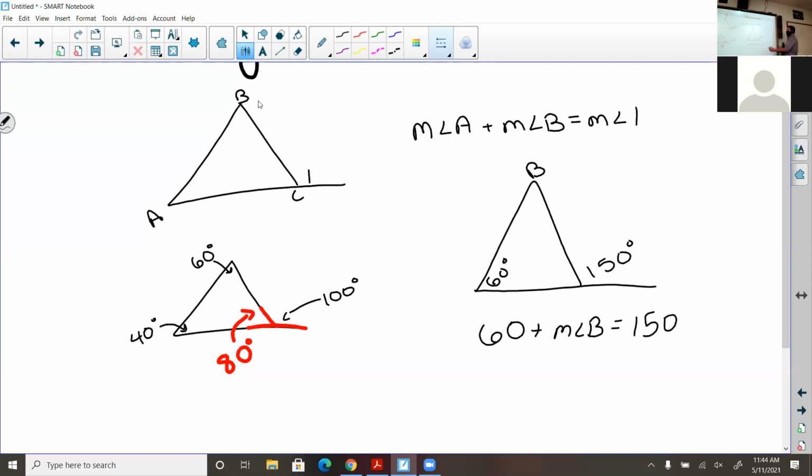The comment is you could also figure out this angle here to get 30 by subtracting from 180. And then once you know that this is 60 and 30, then you can subtract that from 180 to get there. You are correct.